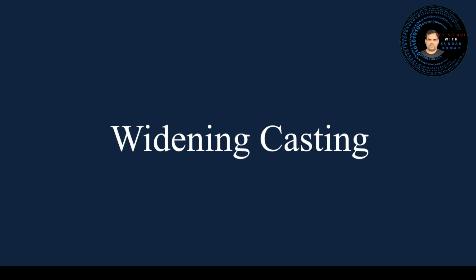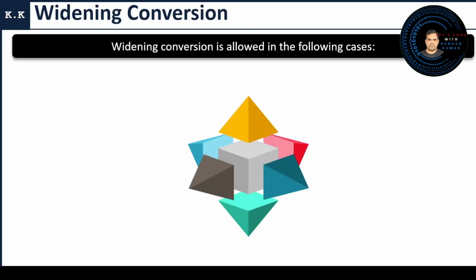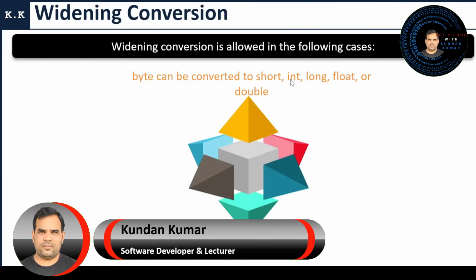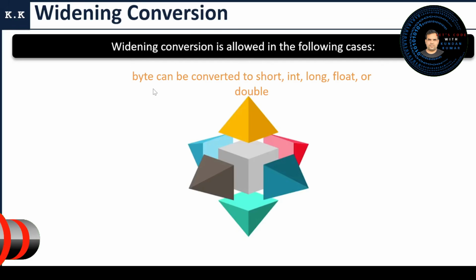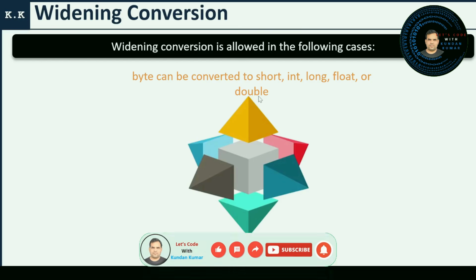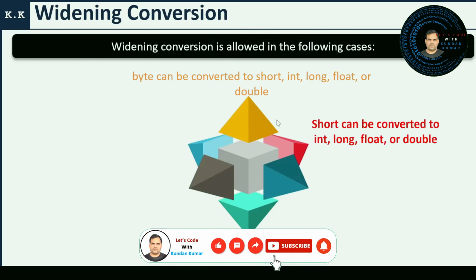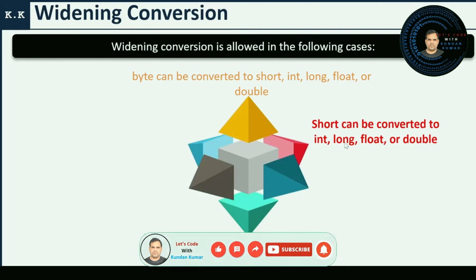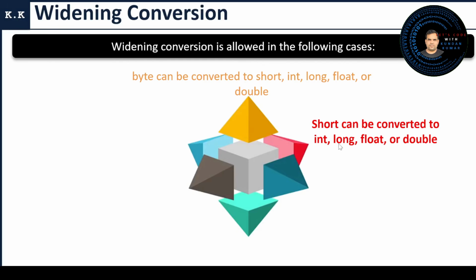Just understand widening casting. Widening casting conversion is allowed in the following cases. First, byte, which is 1 byte in size, can be converted into short, integer, long, float, or double. Byte is only 1 byte, and it can be converted into short, which is 2 bytes, integer which is 4 bytes, long which is 8 bytes, float which is 4 bytes, and double which is 8 bytes. So smaller to bigger. Again, short can be converted into integer, long, float, or double, since short is smaller than those, so smaller to bigger.